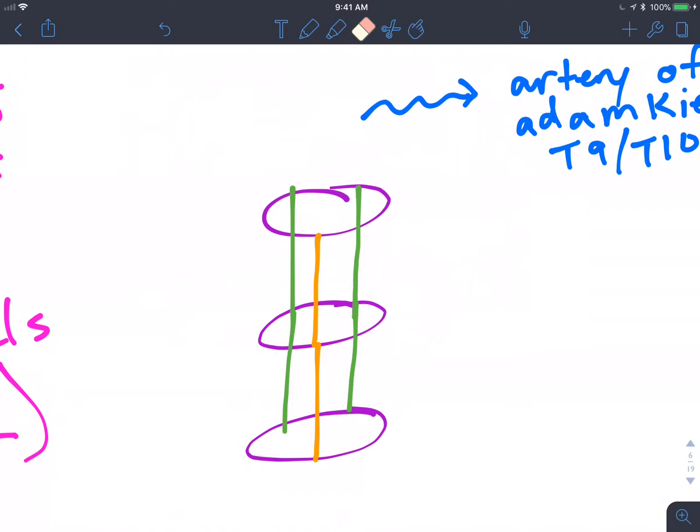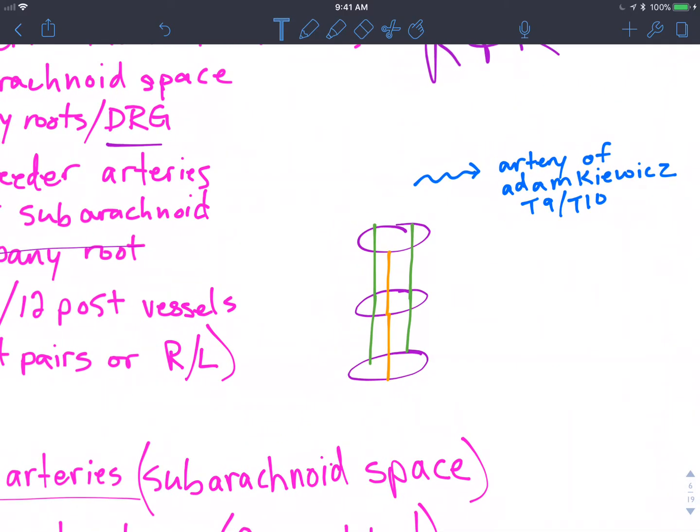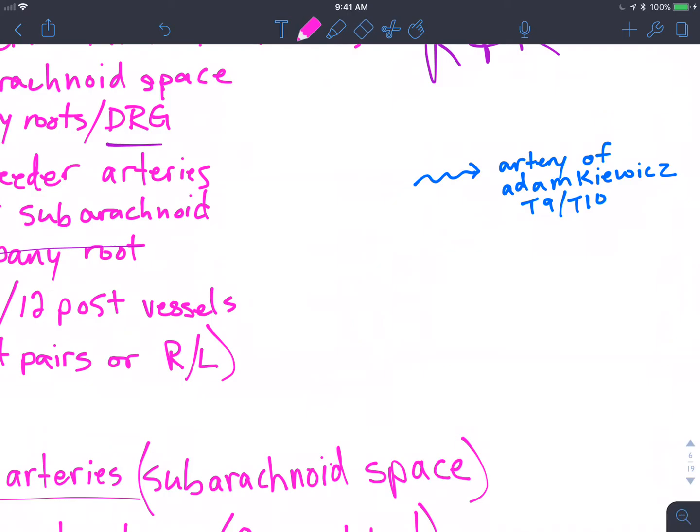But when we get further into the material, we're going to talk about the artery of Adamkiewicz. Okay, I just got a little note on the side here. T9 and 10, kind of a heavy hitter when we get to that point in the notes, but just planting the seed now, okay? So keep that stuff in mind.